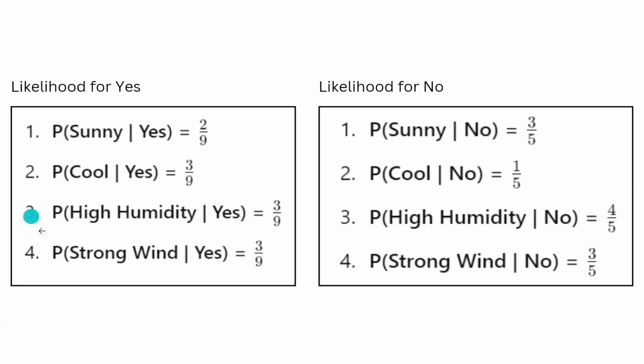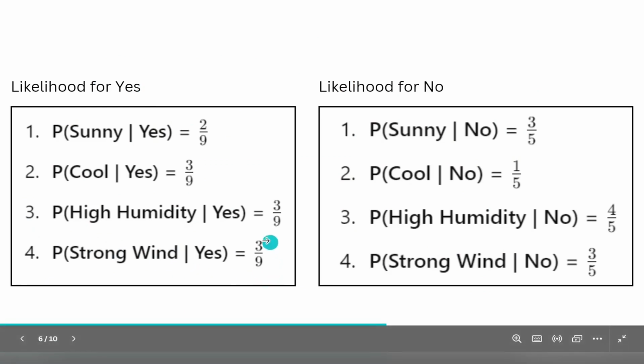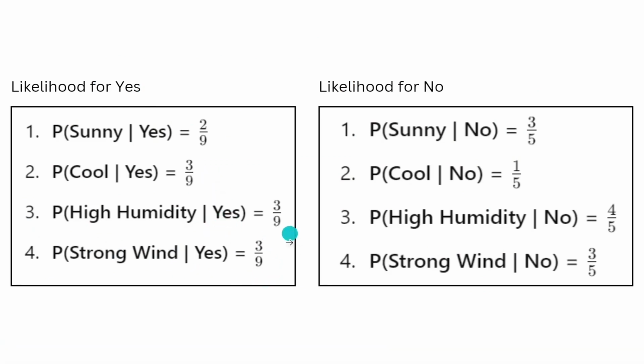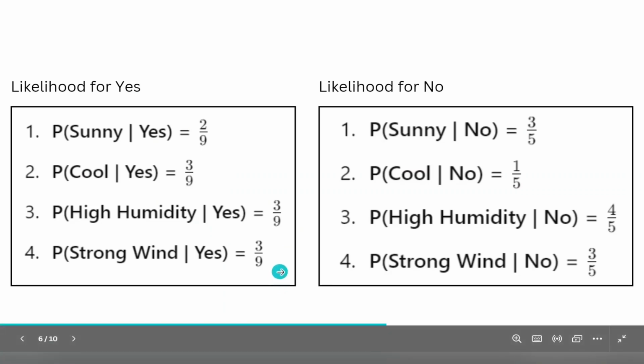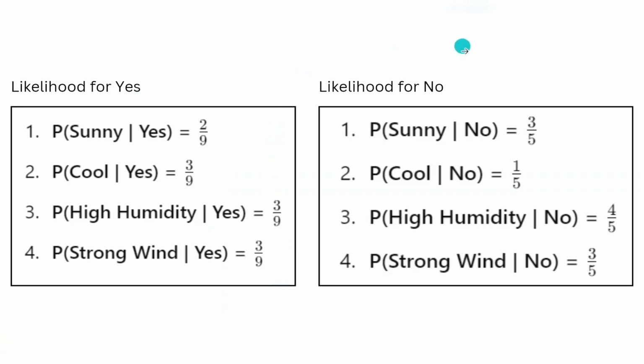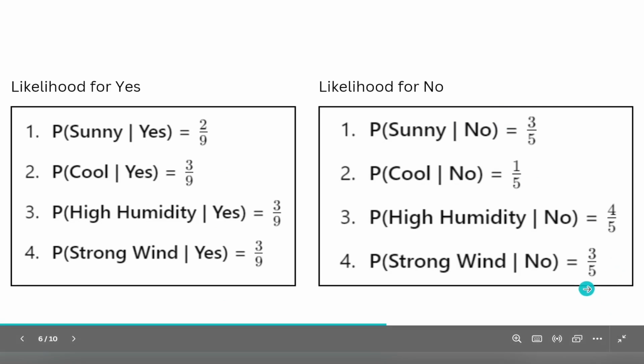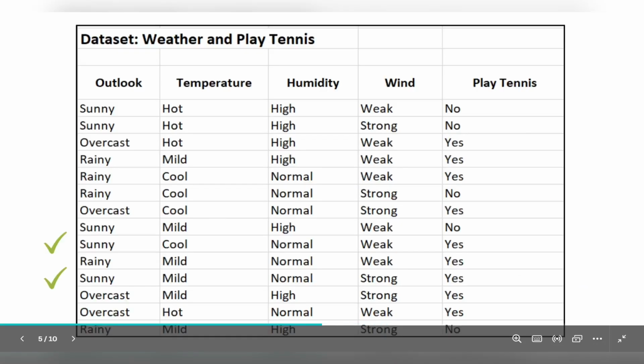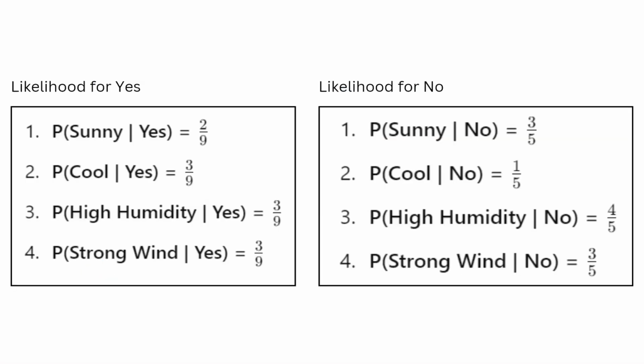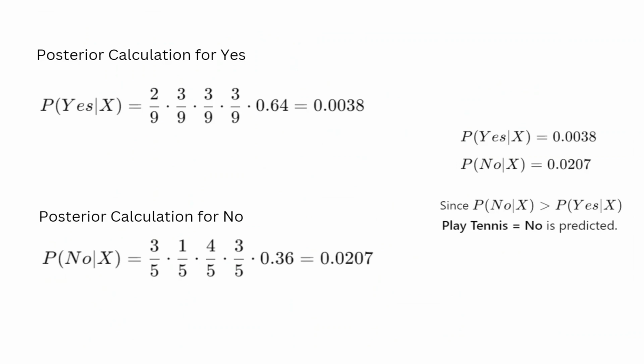Now that we come back here, we can clearly understand that for cool it was 3 out of 9, high humidity 3 out of 9, and strong wind 3 out of 9. Similarly, we can find the likelihood of no. That is, given that it was sunny, whether it was no, we cannot play tennis. And similarly for the others. Here we have taken the denominator 5 because we have only 5 cases where play tennis is no. Let us now move further.